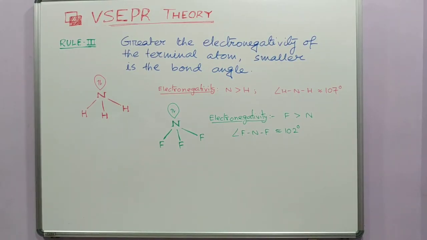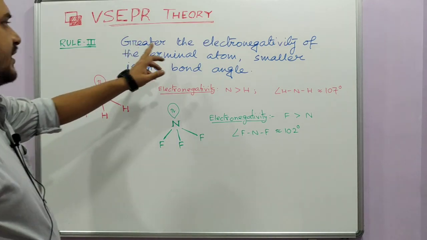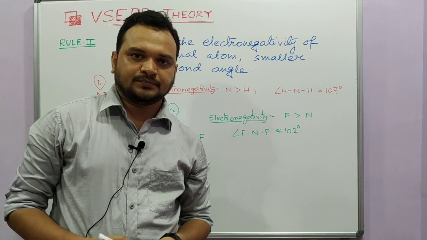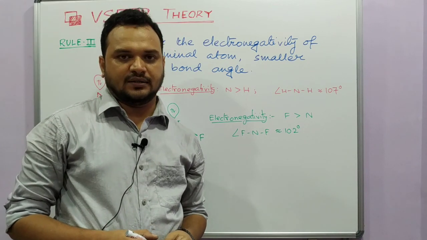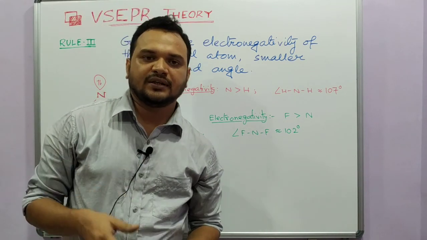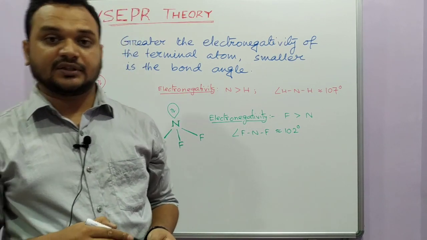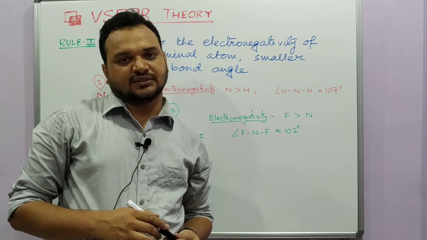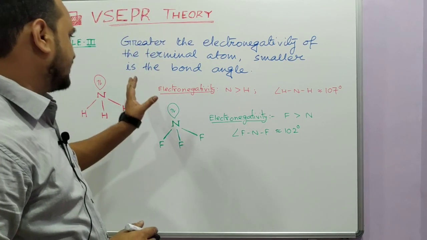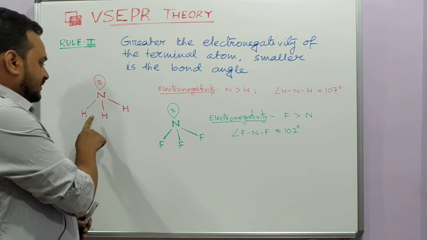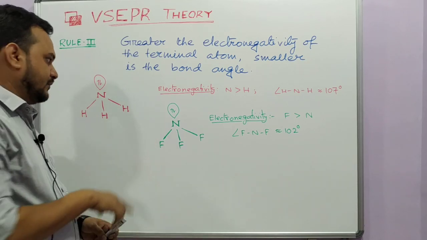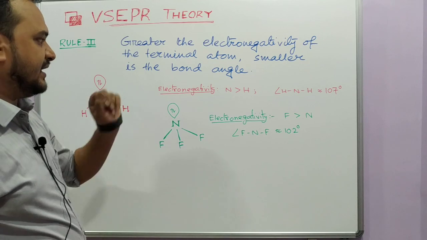Now the third rule says that the greater the electronegativity of the terminal atom, the smaller will be the bond angle. So if you continuously increase the electronegativity of the terminal atoms in a molecule, then the bond angle starts decreasing, right? One example I am giving you is ammonia and nitrogen trifluoride. One is NH3, another is NF3.